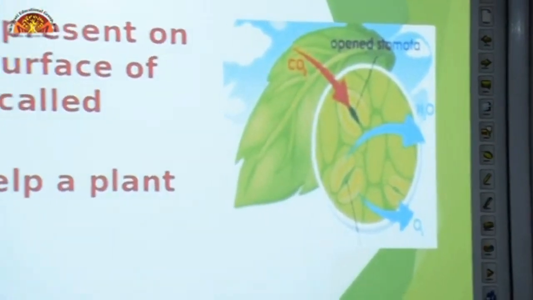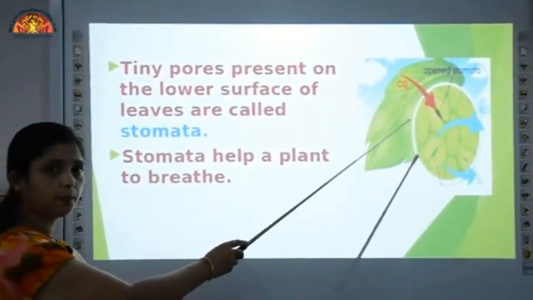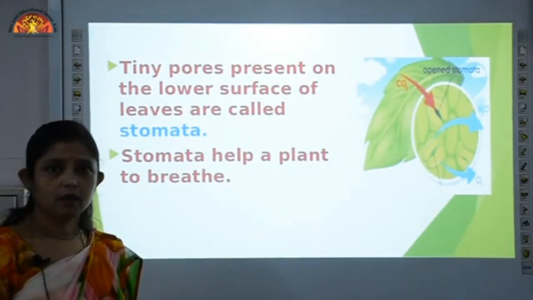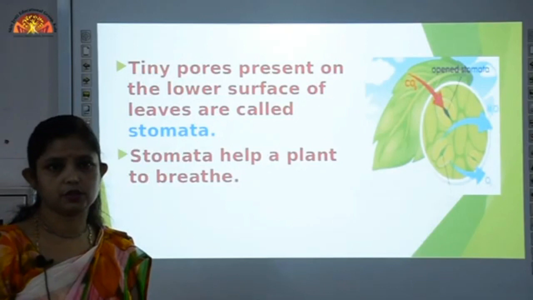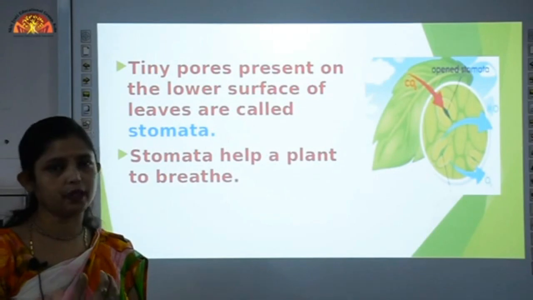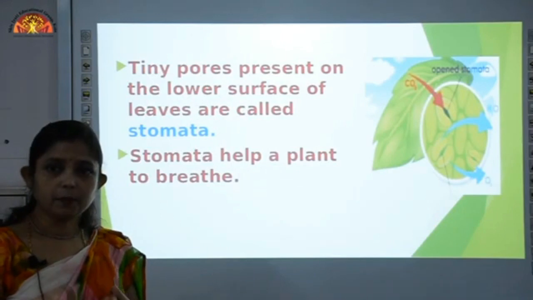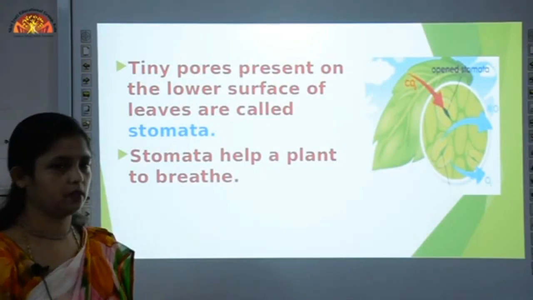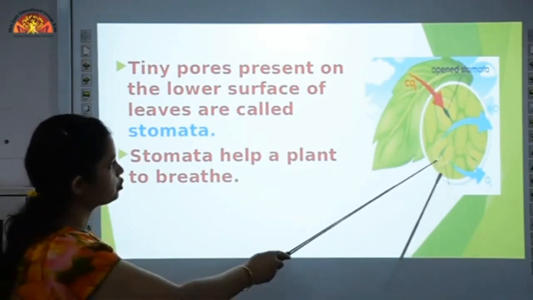Stomata help a plant to breathe. Now what is the importance of stomata? They help the plant to breathe. It is just like nostrils: we take oxygen in through our nostrils and we breathe out carbon dioxide from our nostrils. Similarly, these holes are present on the leaves through which the plant takes in oxygen to breathe and gives out carbon dioxide. And in the same way, when they prepare their food, they take carbon dioxide from the same holes which are called stomata. So for both the processes, they take the gases through the stomata only.